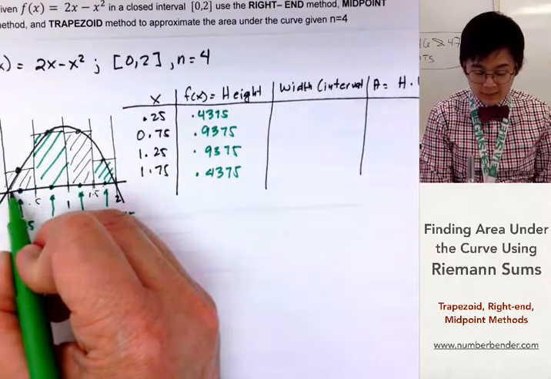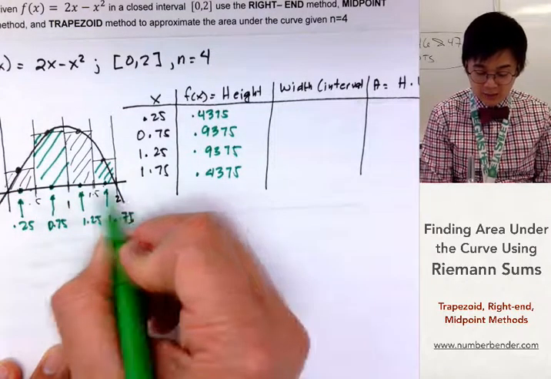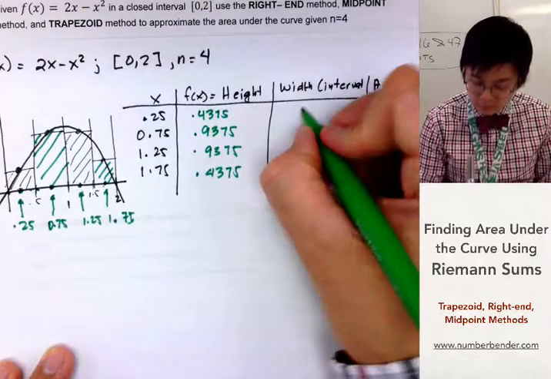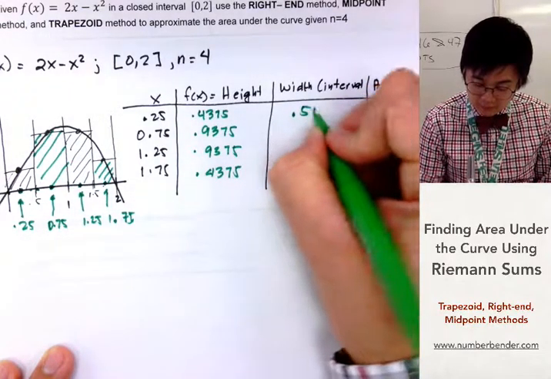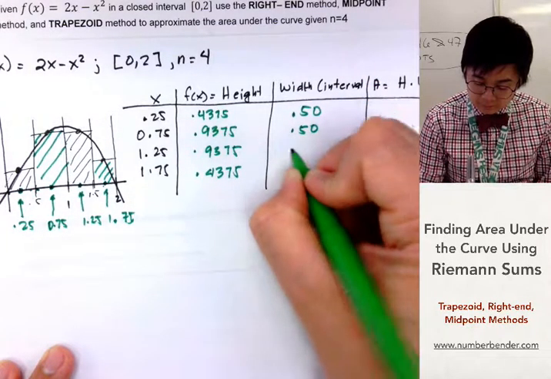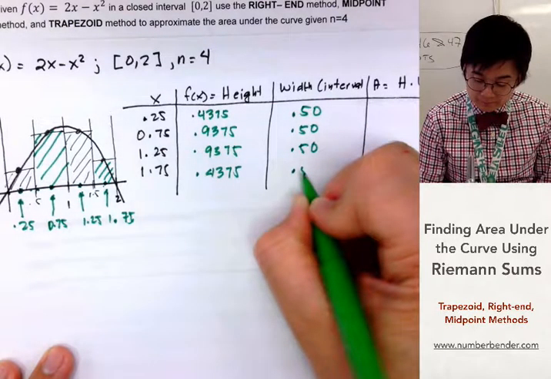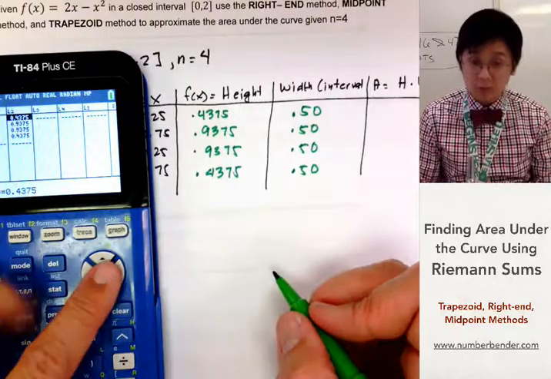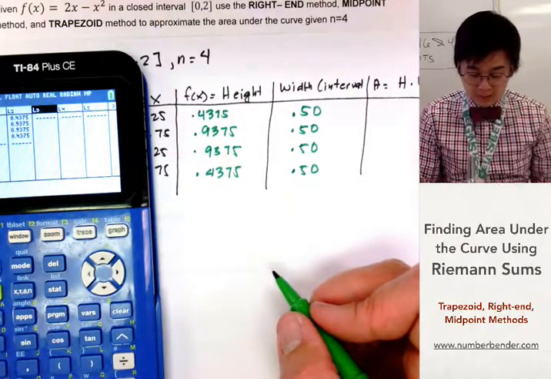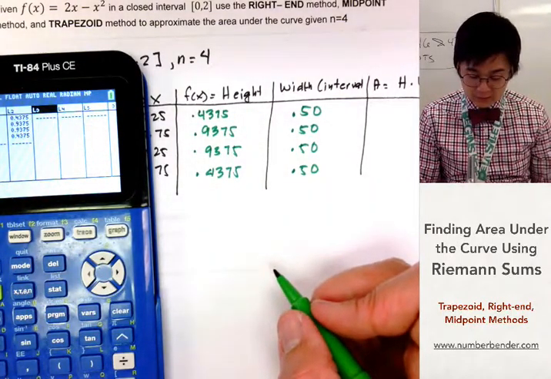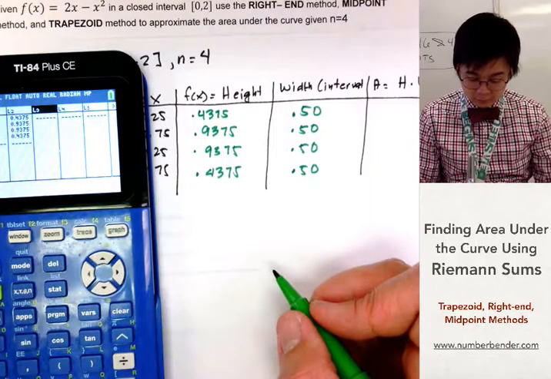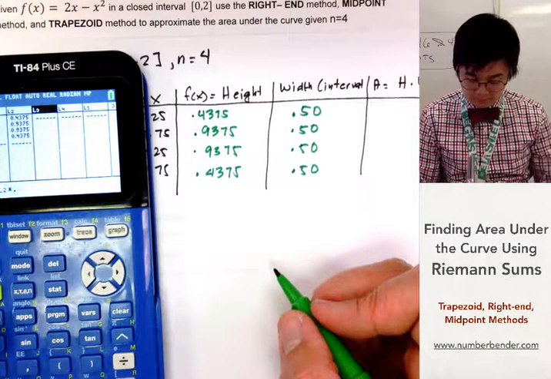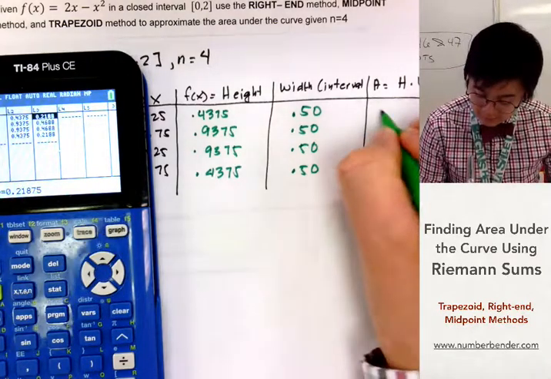At yung width naman natin, consistent din siya from 0 to 0.5, 0.5 to 1. So, ang width natin is 0.5 din sa bawat rectangle. Now, to find yung area, para hindi na natin i-multiply isa-isa, go to list 3. And sa list 3, kunin natin si list 2 multiplied by 0.5. So, ito yung mga area natin.